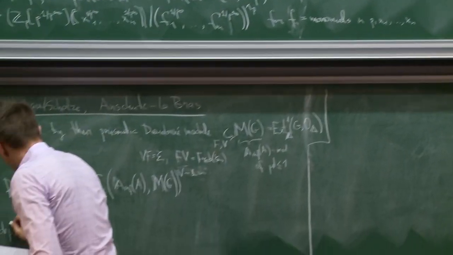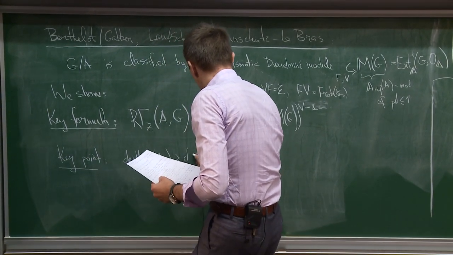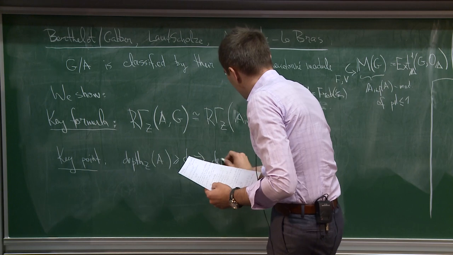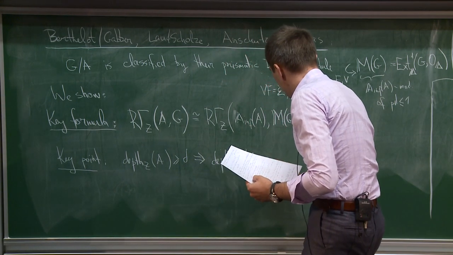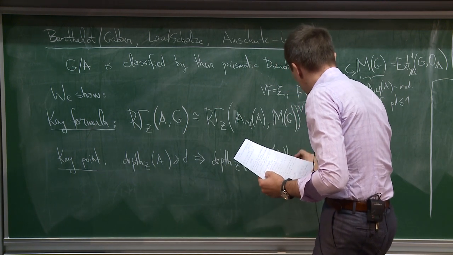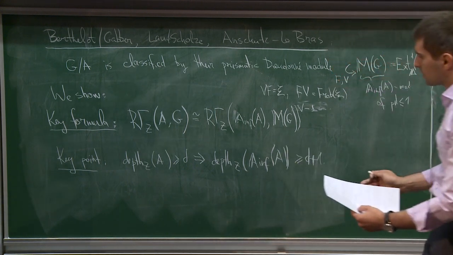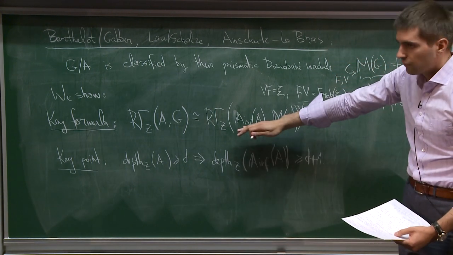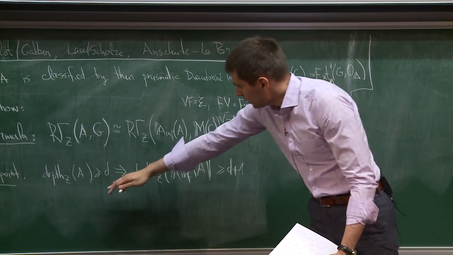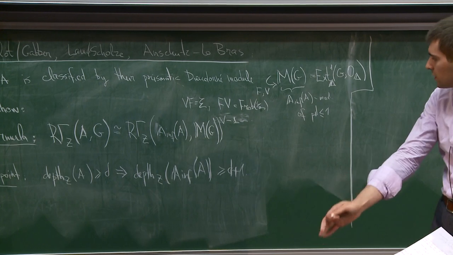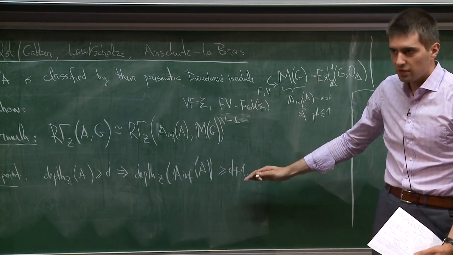since we assume that the depth of A along Z is at least d, then the depth along Z of the A inf of A is at least d plus 1. I mean, the element psi was a non-zero divisor always. And so because A is a quotient of A inf of A by this non-zero divisor psi, if along Z A has depth at least d, one has this regular sequence, and one can add as a zeroth element of that regular sequence this element psi, and one gets depth of A inf at least d plus 1.